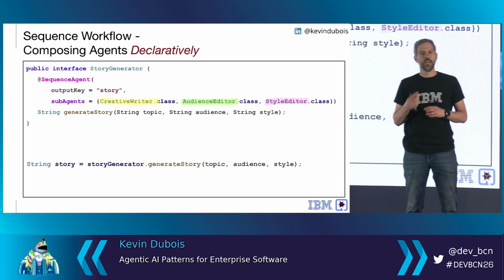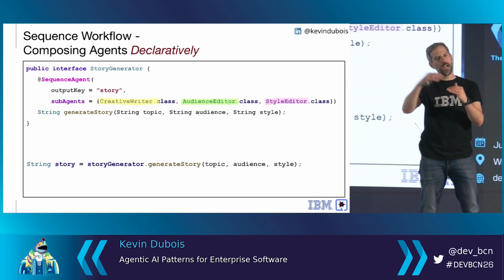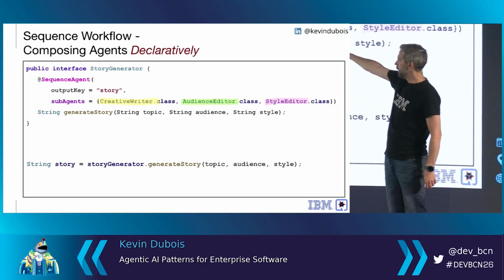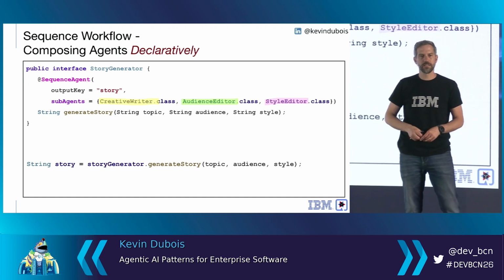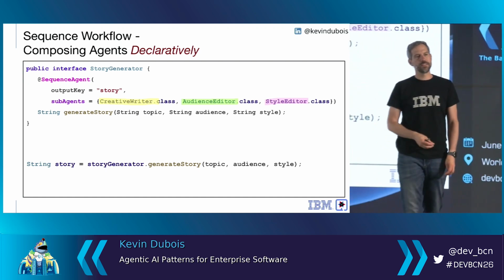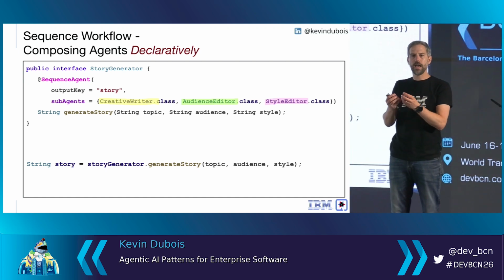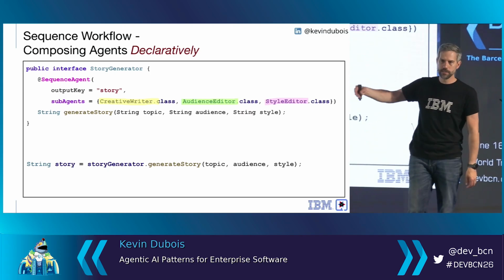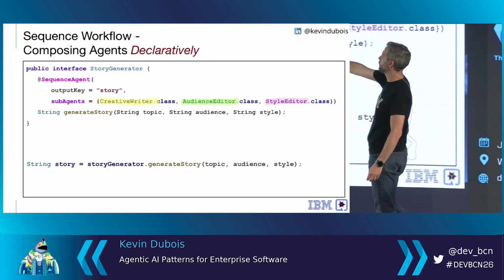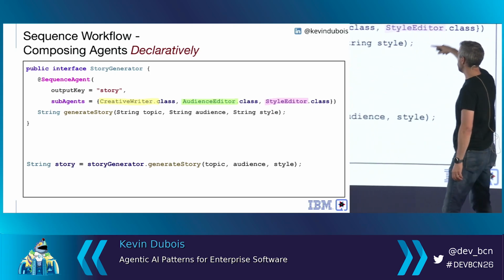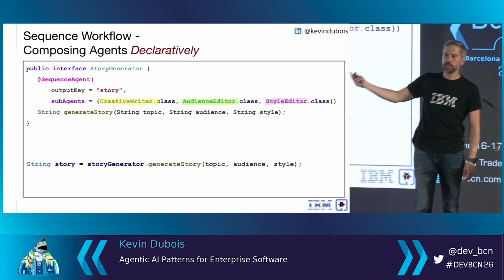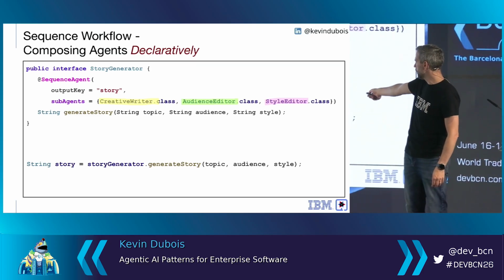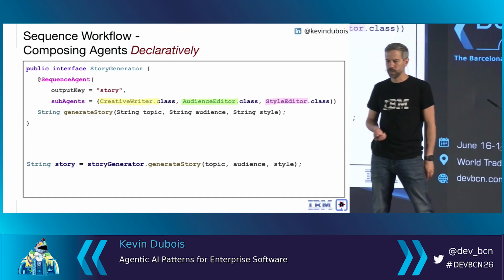But in this case, the story generator is a parent agent for these other agents. We can see that it's now annotated as sequence agent instead of agent, and that basically means that a sequence agent has the capability of calling multiple other sub-agents in sequence. So you can see here we have sub-agents, creative writer, audience editor, and style editor that are going to be called in sequence. And then we call, basically in the same way with topic, audience, and style.